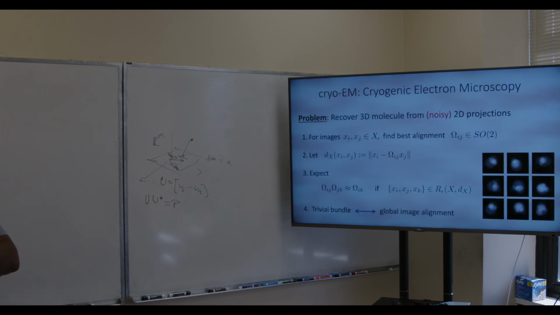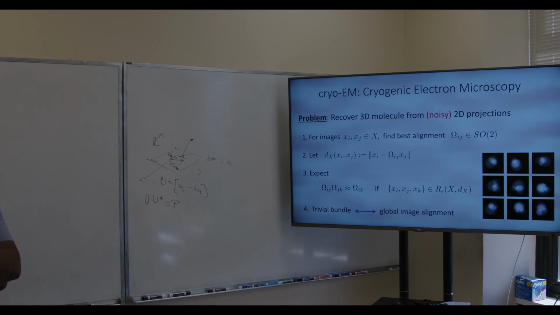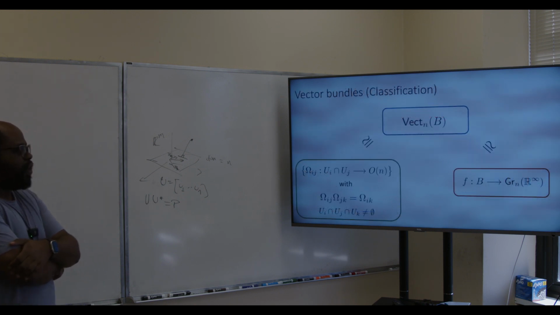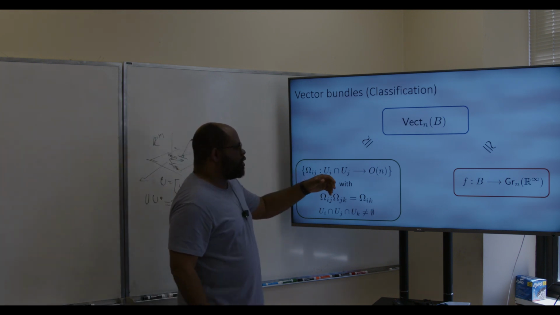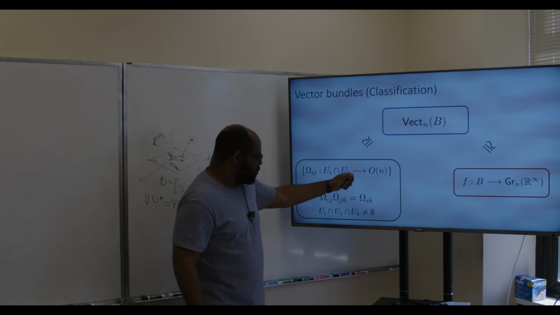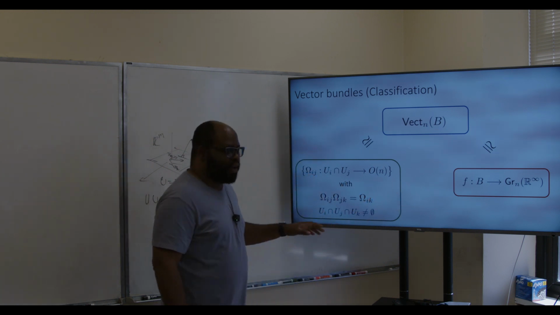And you probably don't expect the bundle to be trivial, because you can't just two-dimensionally rotate. Yeah, that's what you would expect. But if you don't know and you just try to do it, you can. Sometimes you shouldn't. But what do we have so far? We have these equivalent descriptions of vector bundles over B as cocycles and maps to Grassmannians. That's what we have so far.